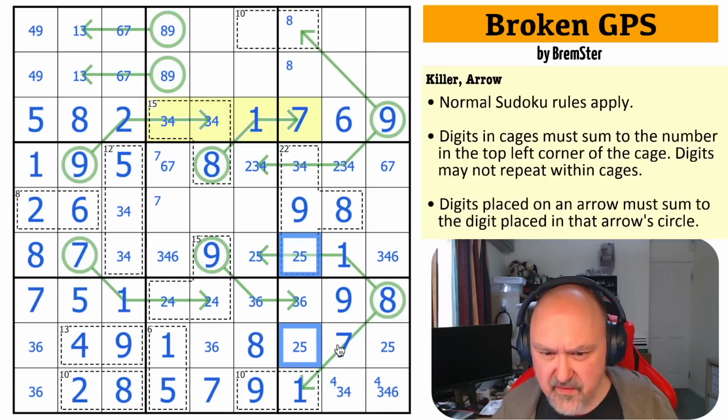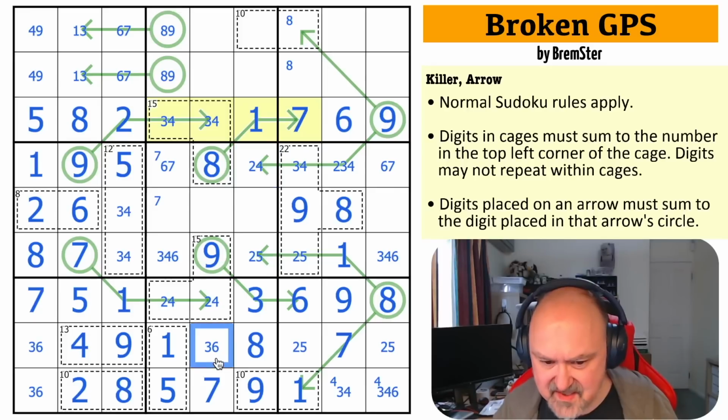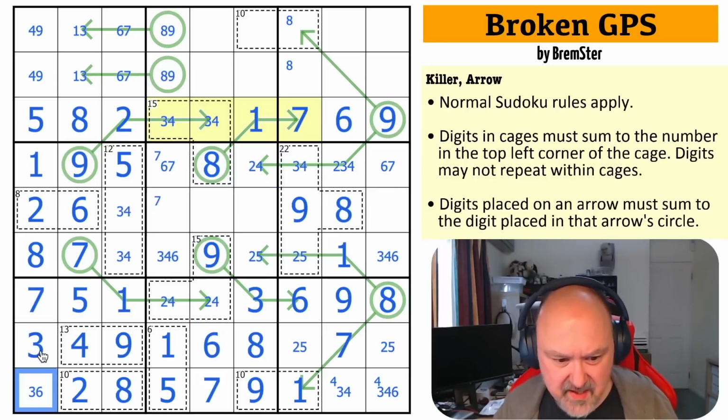2, 5. So 1, 2, 3, 4, 6. 3, 4, 6, and 8 go up there. So where is 6 in this column? It can only go there. That's the 6, that's the 3. There's no 3 there. That's the 6. So that's the 3, and that's the 6.